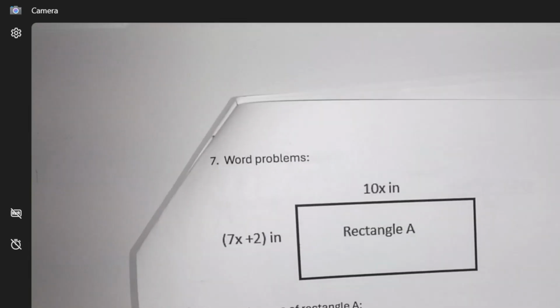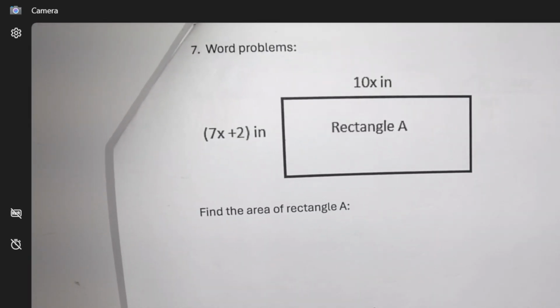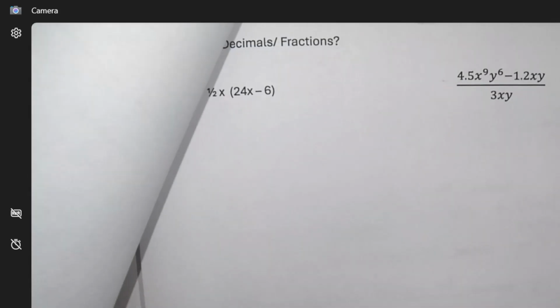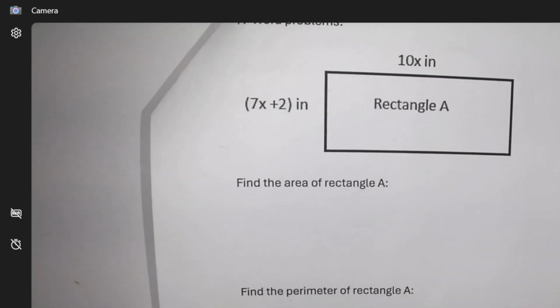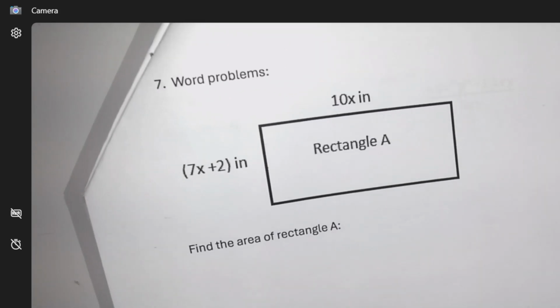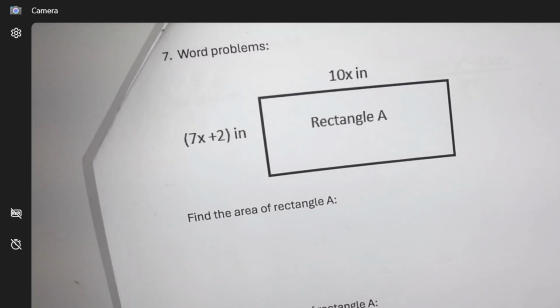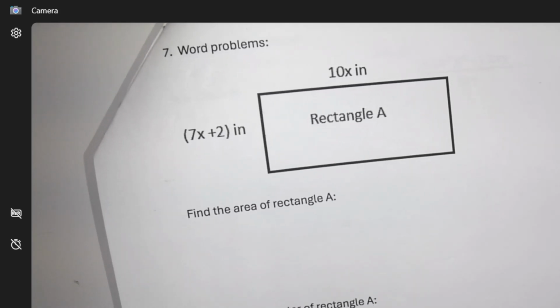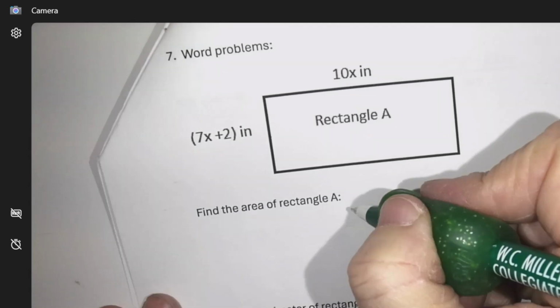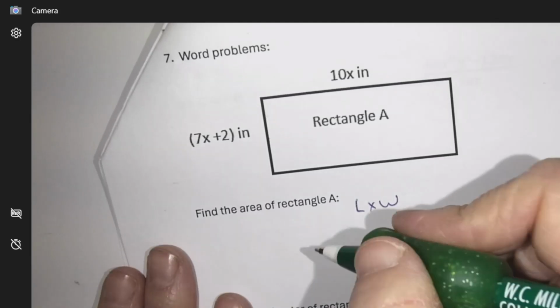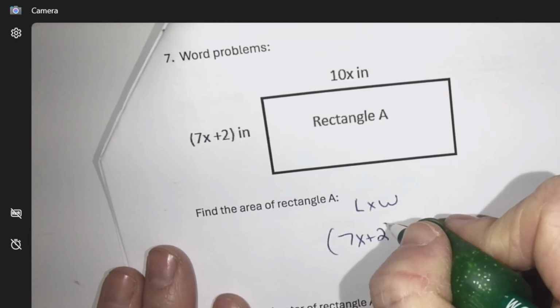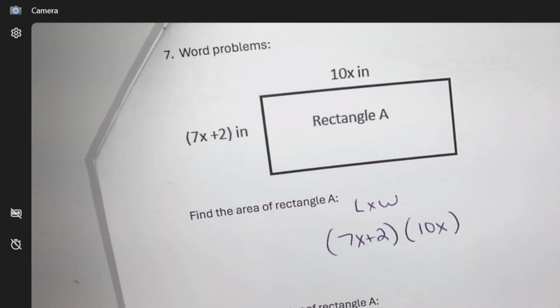Okay, a page with some word problem stuff. Okay, here's my first question. What's the area of this rectangle? So what should I do to get the area of the rectangle? Length times width. So it should go 7x plus 2 times 10x.